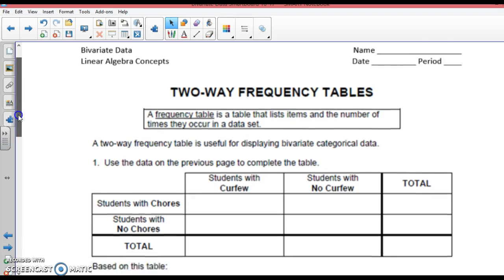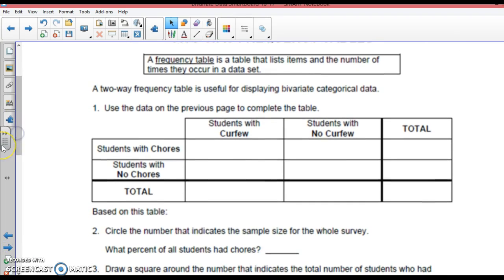Okay, two-way frequency tables. It is just another way to look at bivariate data. So we're going to use the data from the other page, from what we just did, and you already have that filled in. So students with chores, and they also had a curfew. That's that middle section. There are 4 there. Students with no chores but had a curfew. There was 1 in that section.